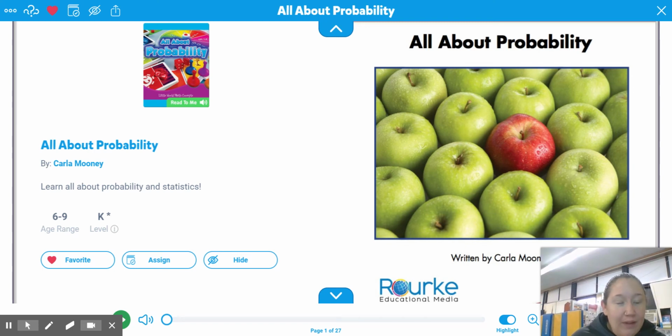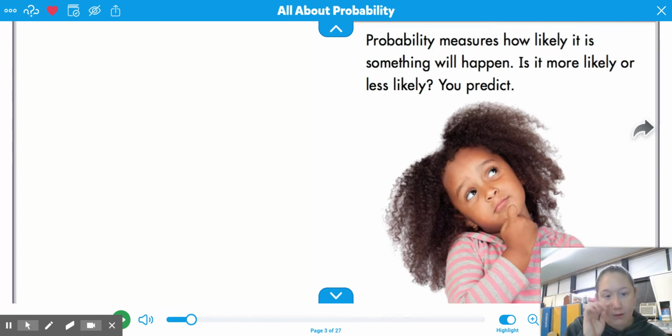All about probability. So this is part 2 of basic probability. We just learned from Annie and Moby about things being likely or unlikely, certain or impossible. So let's read more about that. Probability measures how likely it is something will happen.